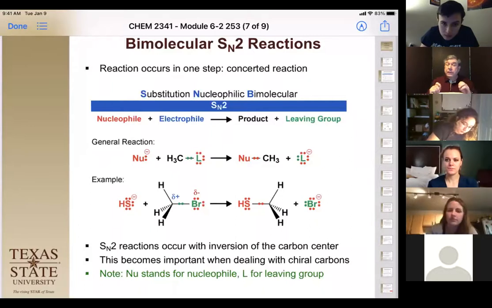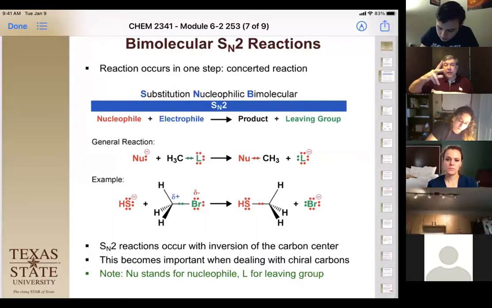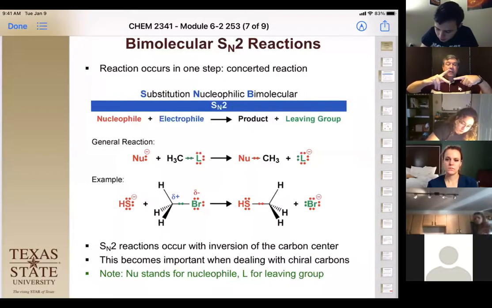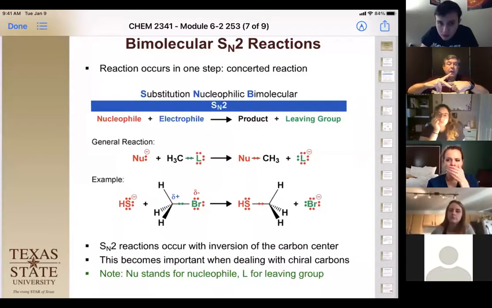This is important because when you have chiral compounds, you will be inverting the chirality of your carbon center. Okay. So in this case here, let's say we have our carbon compound here and our leaving group is over here, okay? Because this is our leaving group, this is the bond that's breaking, we have to have our nucleophile come in from this direction here. And it has to come in 180 degrees from here to start forming that new bond, okay?